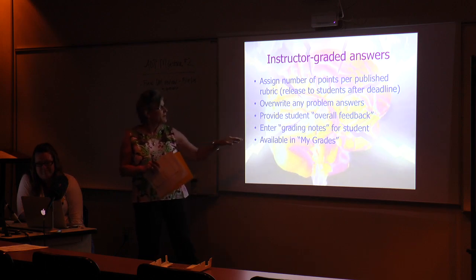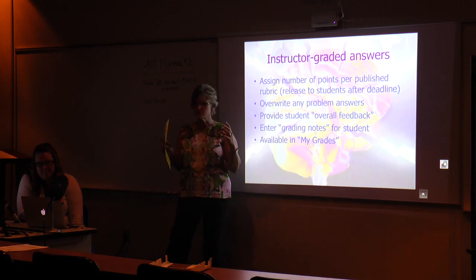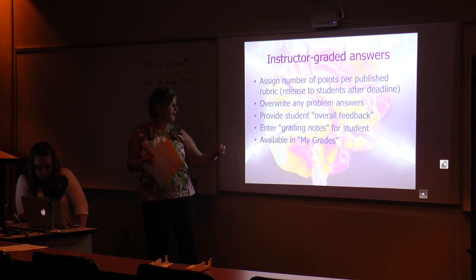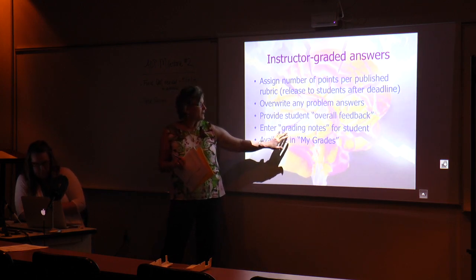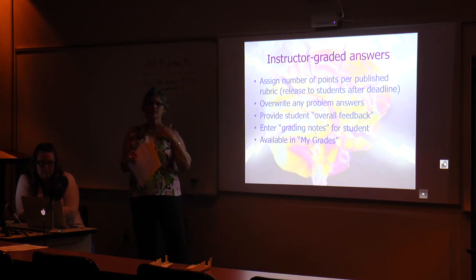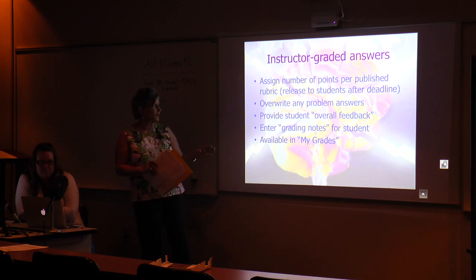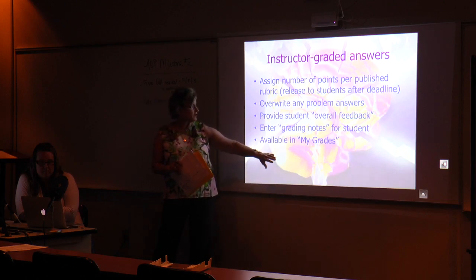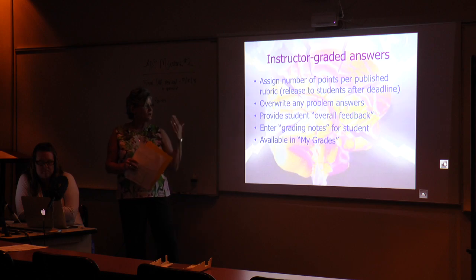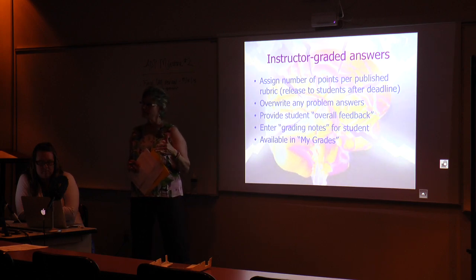So that's a problem. I can write in overall student feedback for each time they take the quiz. There's a section for that. And I can enter grading notes. For example, once I explained, you picked an answer that wasn't in the choices, but it's close enough that I gave partial credit, and I wrote that in the grading notes. And all of that is available to the student in My Grades. And it will save the highest score.